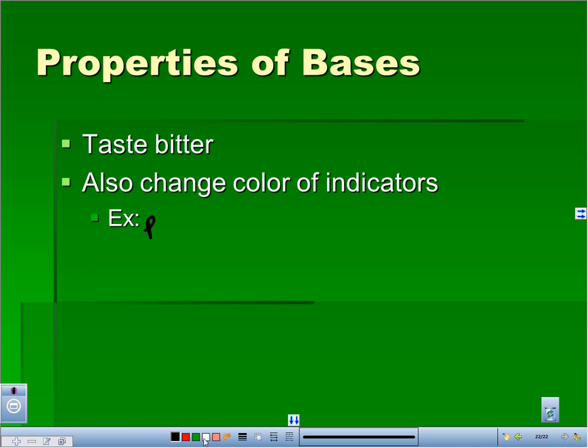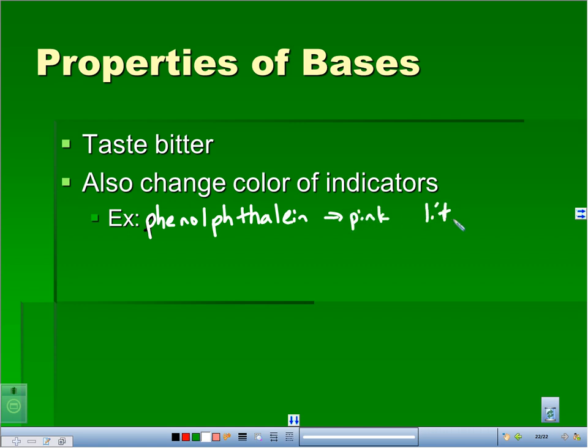Phenolphthalein. Phenol, now what spells? pH, silent pH. Phthalein. Turns what color in presence of a base? Pink. Yep. And litmus, these are two that I would want you to know. How about litmus in a base? Blue. Blue.